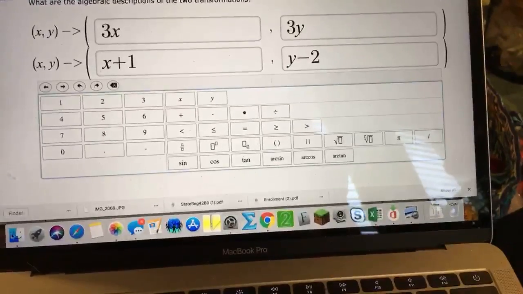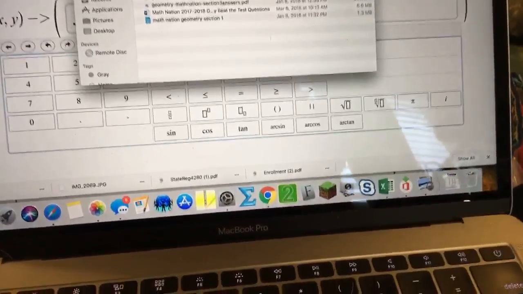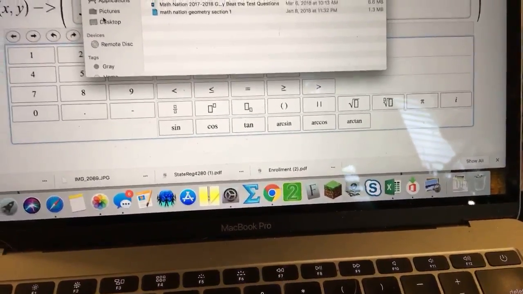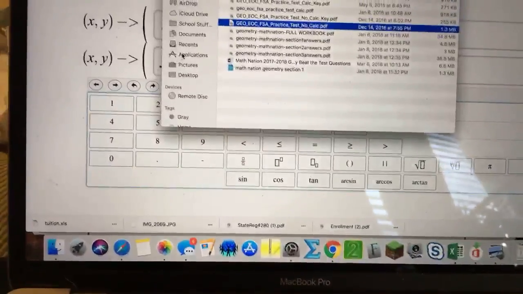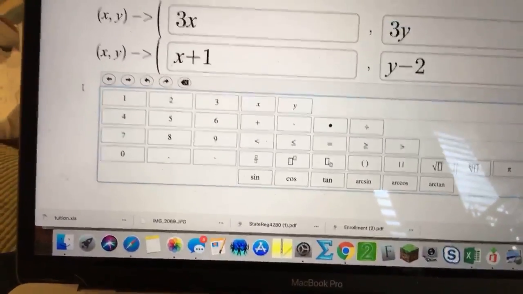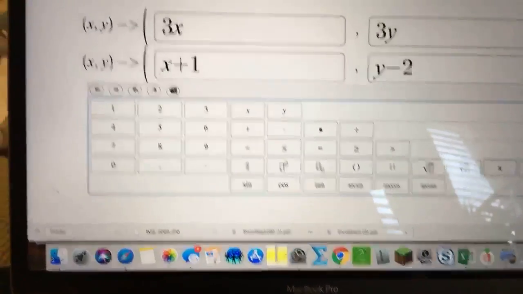I don't have the answers to this right now. Why are you bothering looking at my computer screen, Nicholas? Learn geometry.